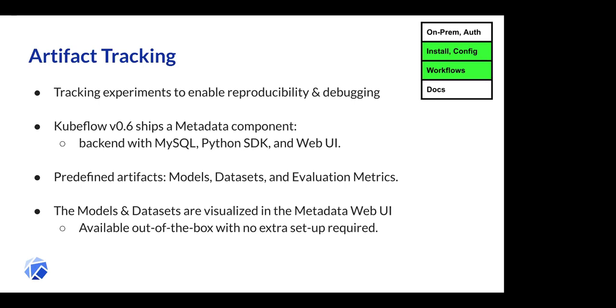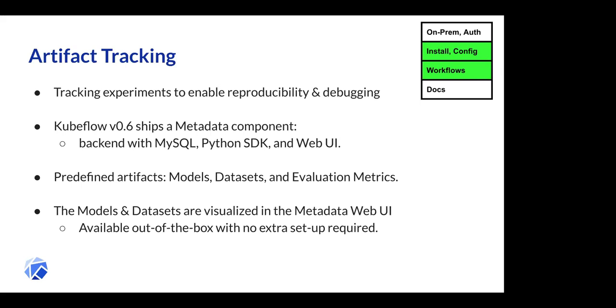So in Kubeflow v0.6, it ships a metadata component to support artifact tracking. The component consists of 3 parts. The first part is a backend service which manages a MySQL database to organize artifact information and also lineage information. The second part is a Python logging SDK, which allows the user to input artifact information into the backend. The third part is a web UI, which visualizes the artifact information.